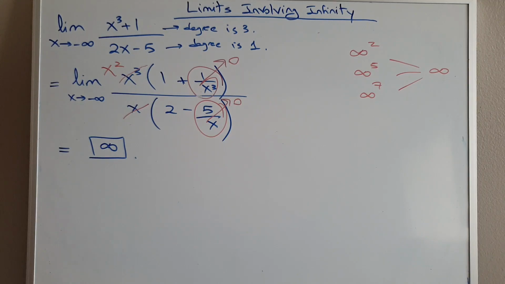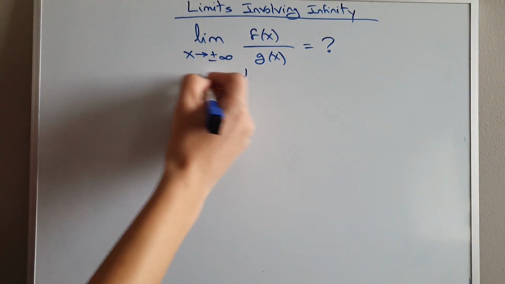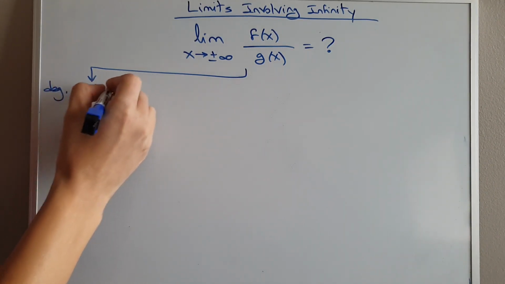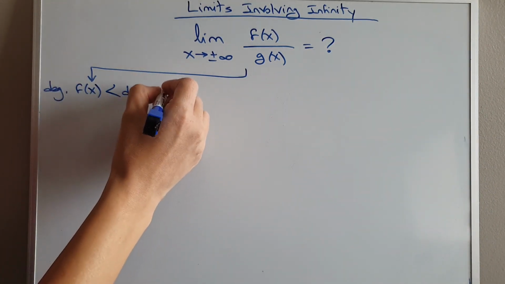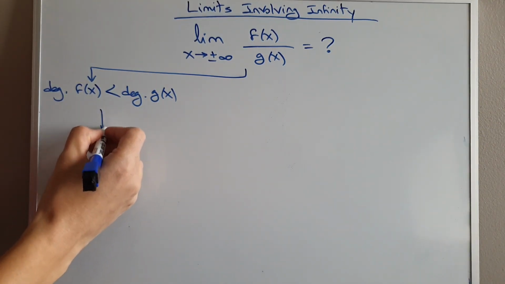So let's summarize the 3 cases that we had here. We are trying to find the limit of a rational function, meaning here f of x is a polynomial and g of x is a polynomial, when x is approaching infinity, whether positive or negative. We have three cases. Case 1, degree of f of x is less than degree of g of x. In this case, you will always have a variable left in the denominator, so you'll end up with a number over infinity, so the limit will be 0.